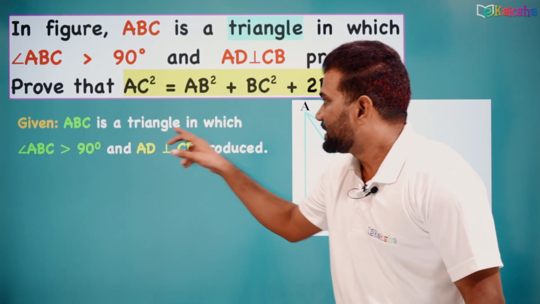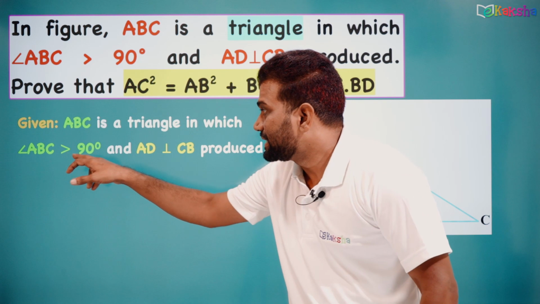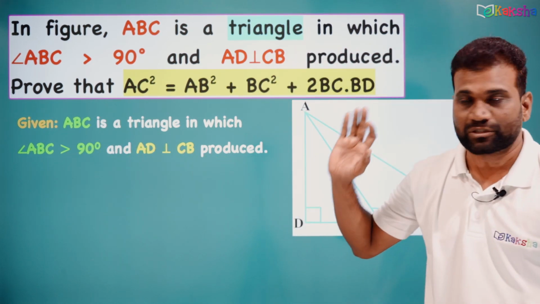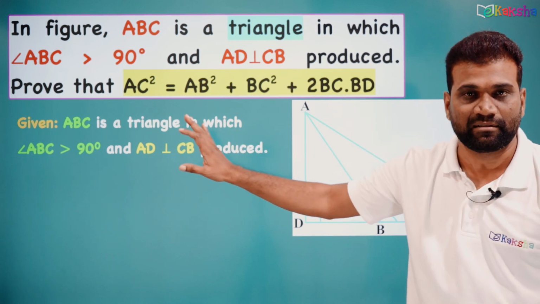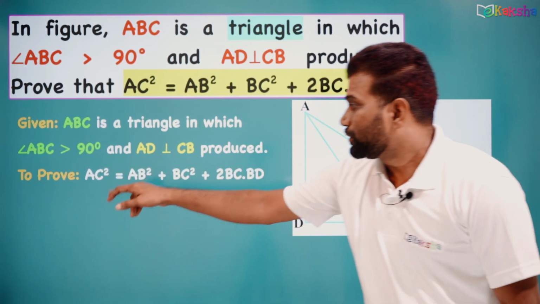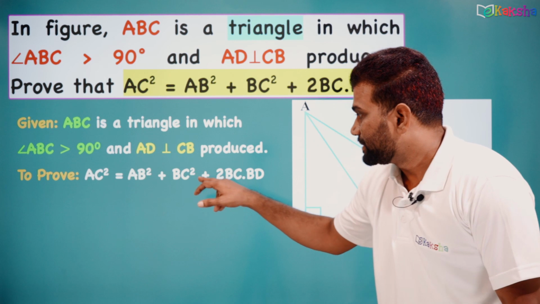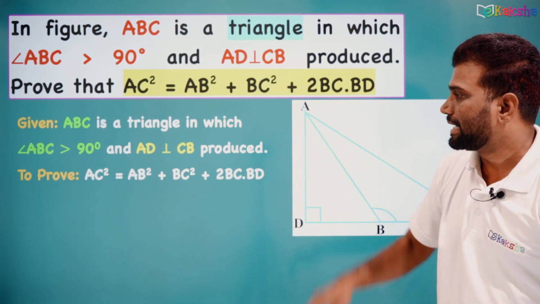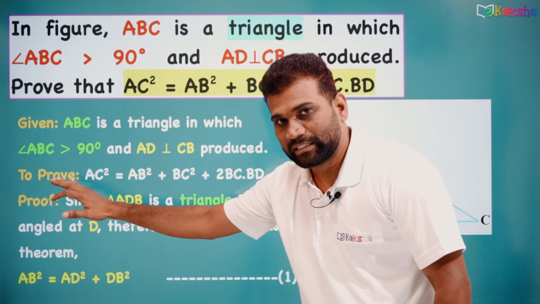Given: ABC is a triangle in which angle ABC is greater than 90 degrees and AD is perpendicular to CB produced. Whatever the given statement is, we have taken it as it is. To prove: AC square equals AB square plus BC square plus 2 times BC into BD. This is what we need to prove. So this is the proof.